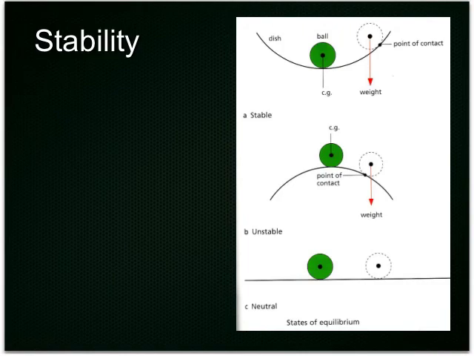So stability is related to all this. Essentially you could say an object is stable if it doesn't tend to move away from its original position. In other words, you move it away from its original position and it'll come back to its original position. Unstable, you roll it slightly away from the original position and it won't come back. Neutral, you can roll it away and it'll find a new position and stay there.